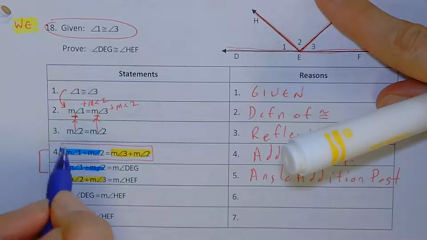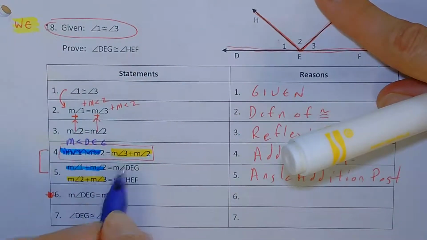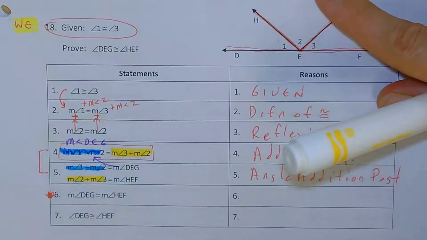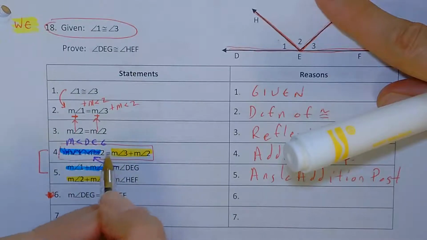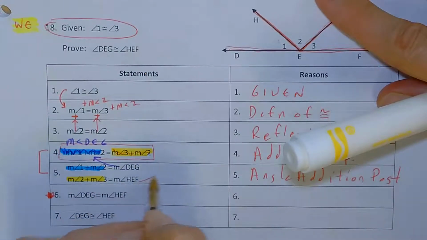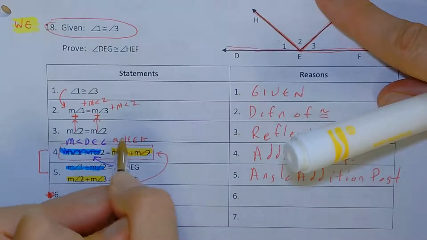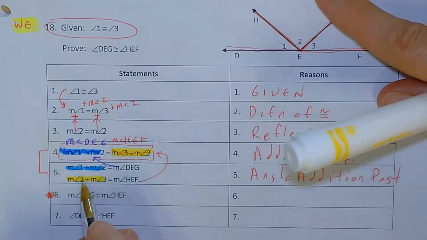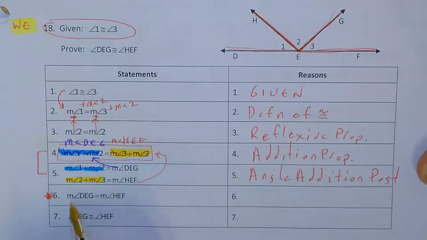In place of this 1 plus 2, I'm going to put the measure of angle DEG. That is going to go up in place of that blue statement. And in place of the 3 and the 2, I'm going to mark out the 3 and the 2, and I'm going to put this HEF up in place of that because I know that HEF equals 2 plus 3. So that's going to go up there. So that's how they got the measure of angle DEG equals the measure of angle HEF.